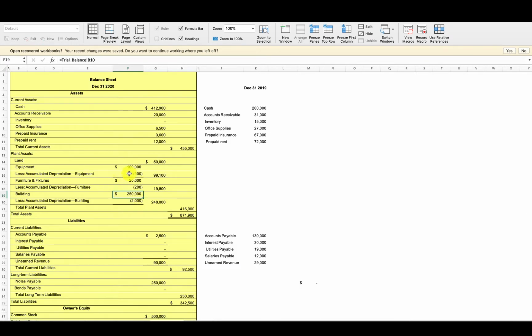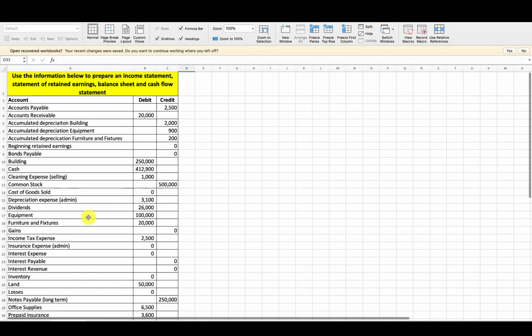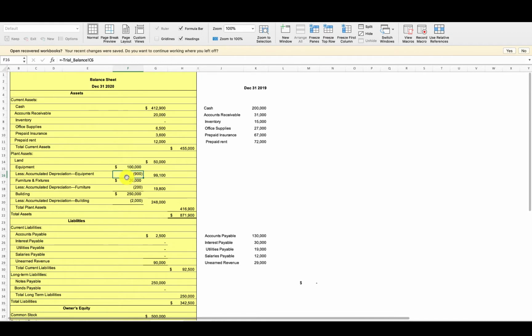But then you have less accumulated depreciation, and this is where you have to be careful. I go to accumulated depreciation for equipment, furniture, and building. When I go to my trial balance, I have accumulated depreciation for building, equipment, and furniture. Notice these are positive numbers, but when I bring them over on a balance sheet, they're negative. So I have to put a minus sign in front of these, okay? All accumulated depreciation should have parentheses in front of it.